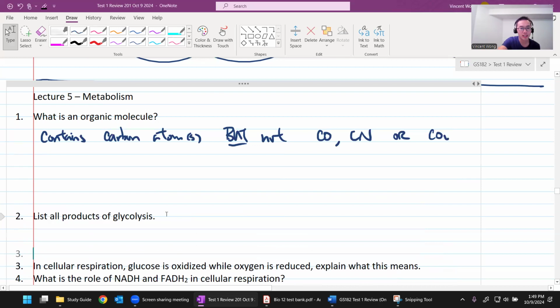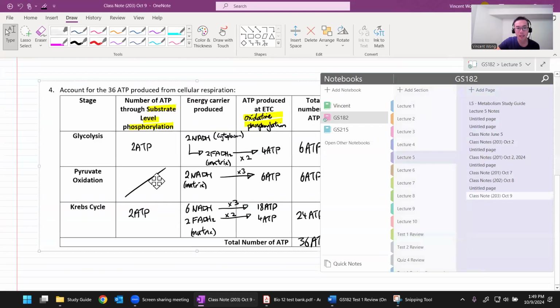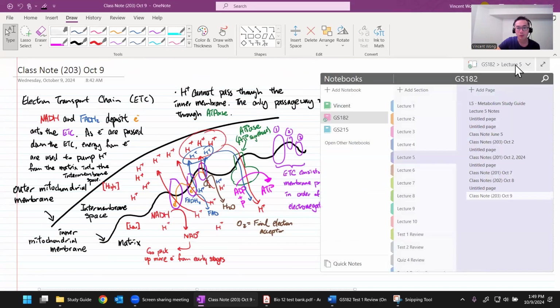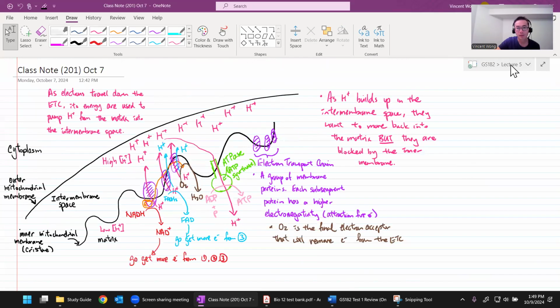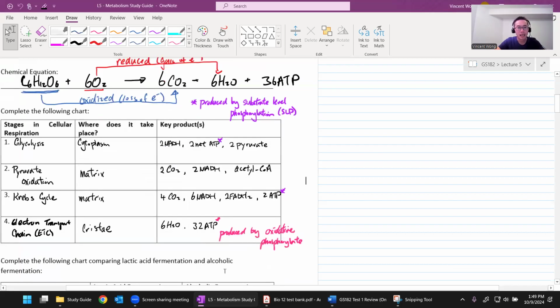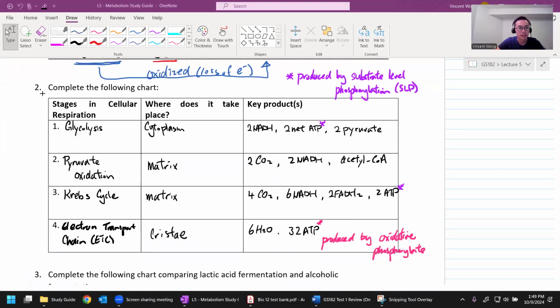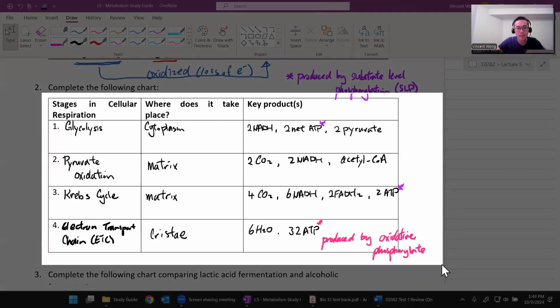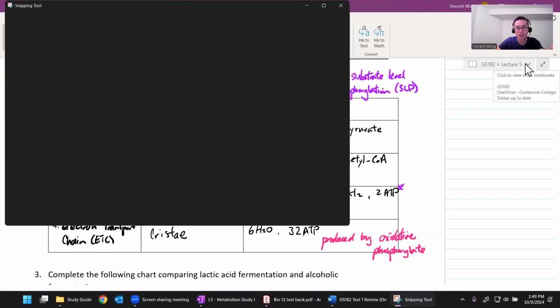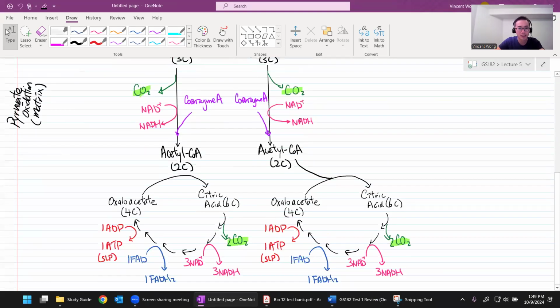List all the products of glycolysis. Again, I'm just going to go back to here. You guys are what, 201? There we go. Sorry, jumping all over the place. Give me a second. I am just going to copy this over. Okay, so this summarizes all the products of the different stages. And of course, we also had this beautiful flow chart that you should also have next to you.